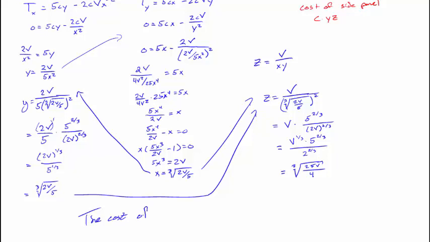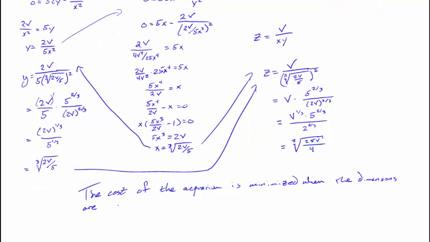So the cost of the aquarium is minimized when the dimensions are the cube root of 2v over 5 times the cube root of 2v over 5 times the cube root of 25v over 4, in whatever units the volume is given.